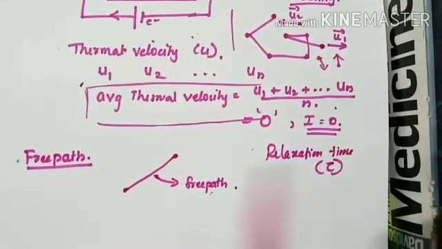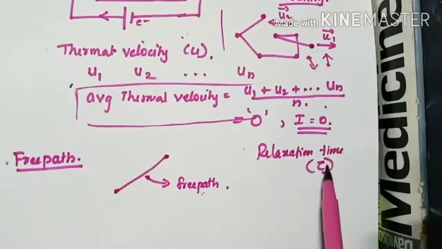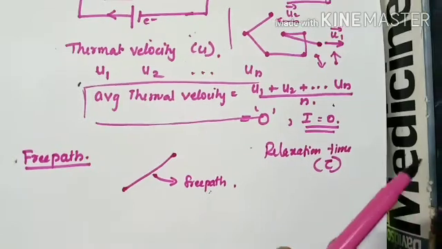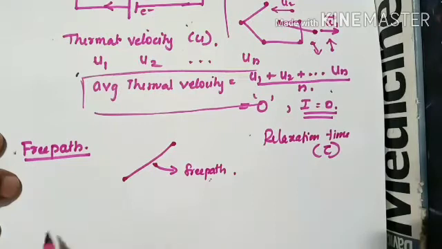Clear? So what is free path? Distance between two successive collisions. What is relaxation time? Time duration between two successive collisions. This much clear? Right. Now we are going to consider the same path.